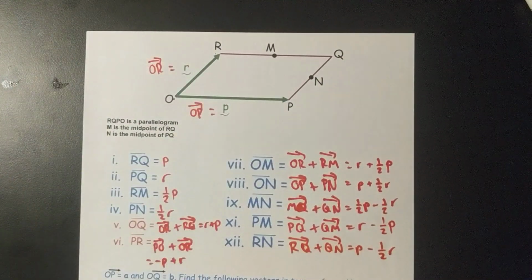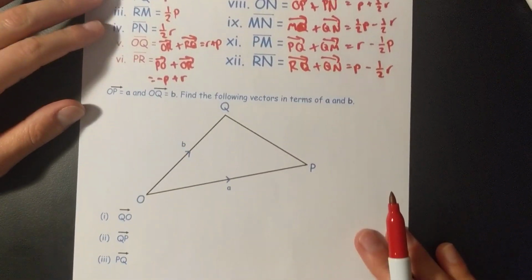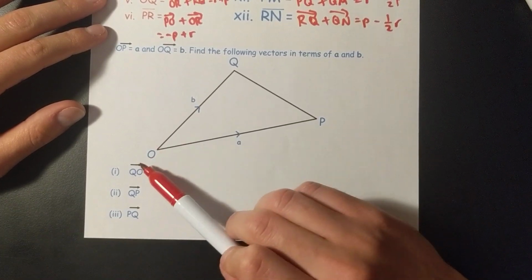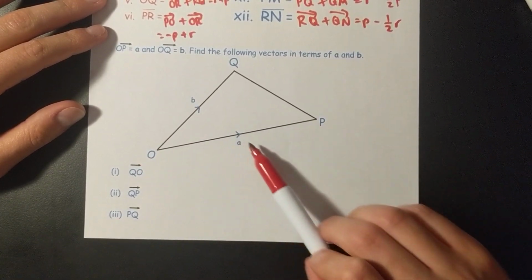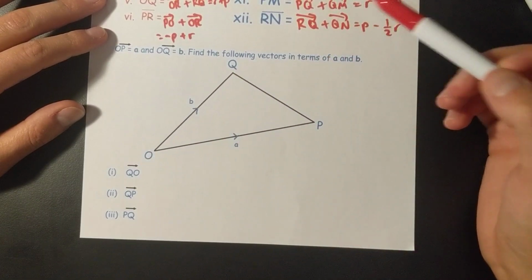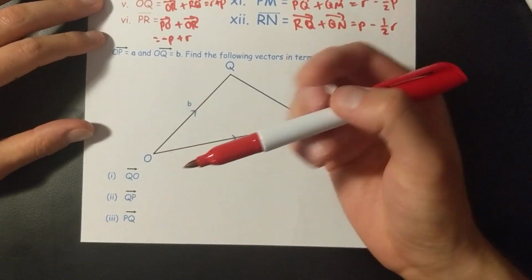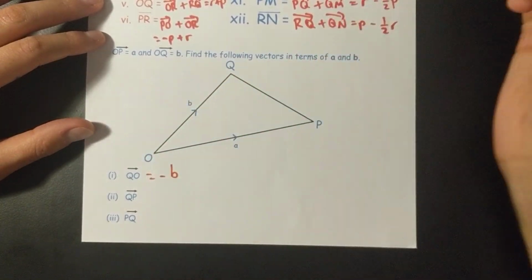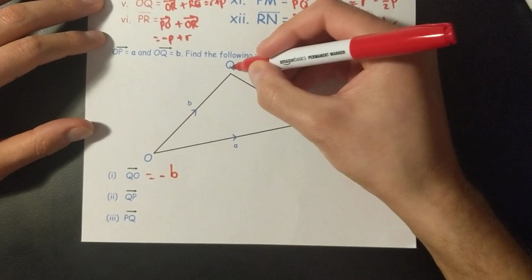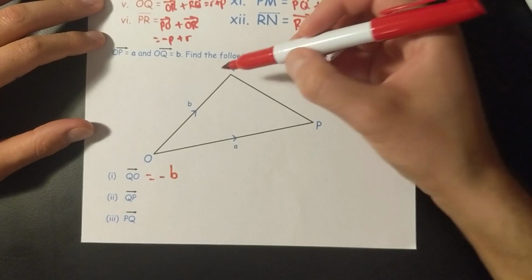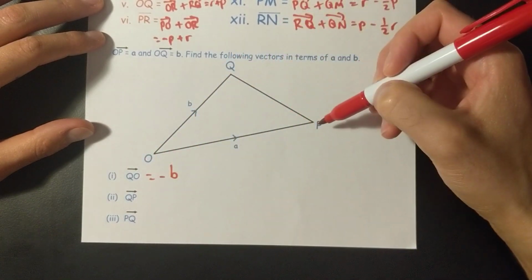Okay, so first, we're not quite at GCSE standard yet. We're getting there. Here, I've got a triangle. So O to P is A with the arrow. O to Q is B with the arrow. What is my vector Q to O going to be? Well, that is the opposite direction to B, so that's going to be negative B. Q to P, well, that's going to be a combination of them. That's going to be going from Q to O, and then O to P.